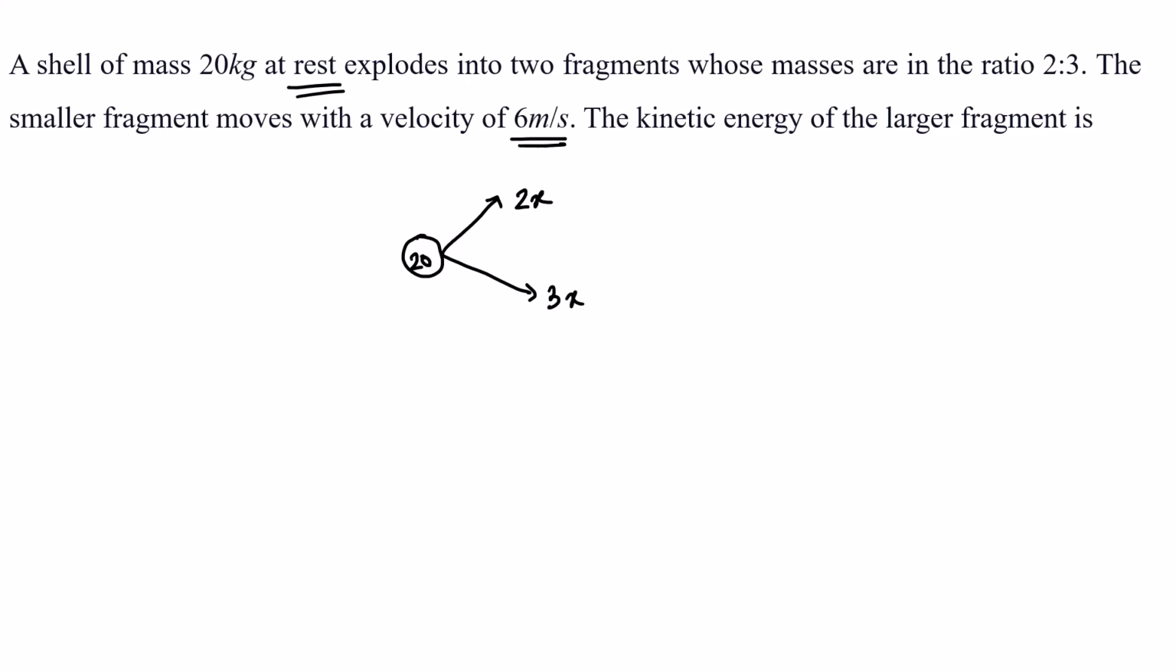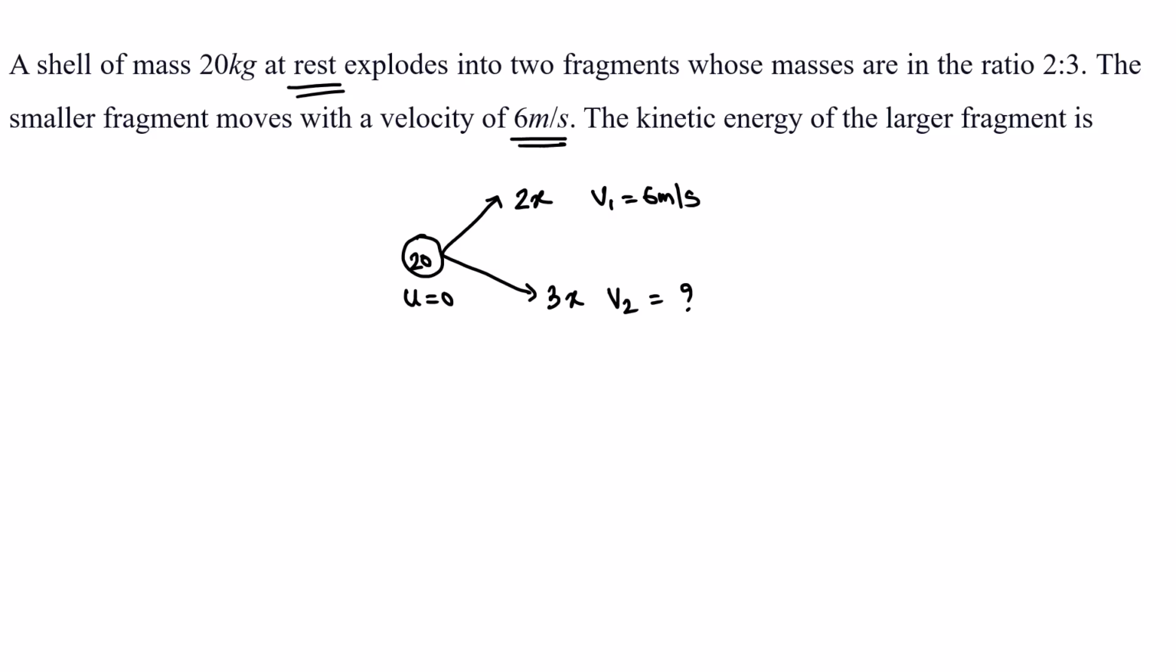It is starting from rest. The initial velocity of the shell is 0. That means they are starting from rest. Therefore, we can write it as u is equal to 0. They are telling that the smaller fragment moves with a velocity of 6 meter per second. So we can write it as v1 equal to 6 meter per second. We don't know the velocity of the larger fragment, so v2 is unknown.